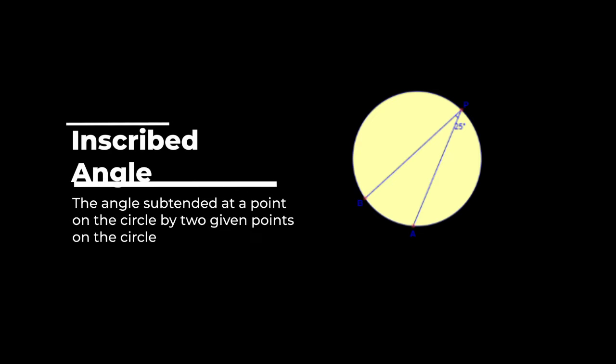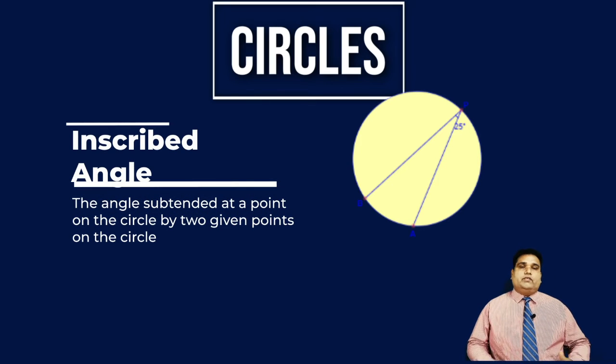You can see in the diagram that in the circle, where we have point P, there is an angle formed by the arc AB. That angle is known as an inscribed angle. So what is the inscribed angle? Basically, it is the angle subtended at a point on the circle by two given points on the circle. That angle is known as the inscribed angle.